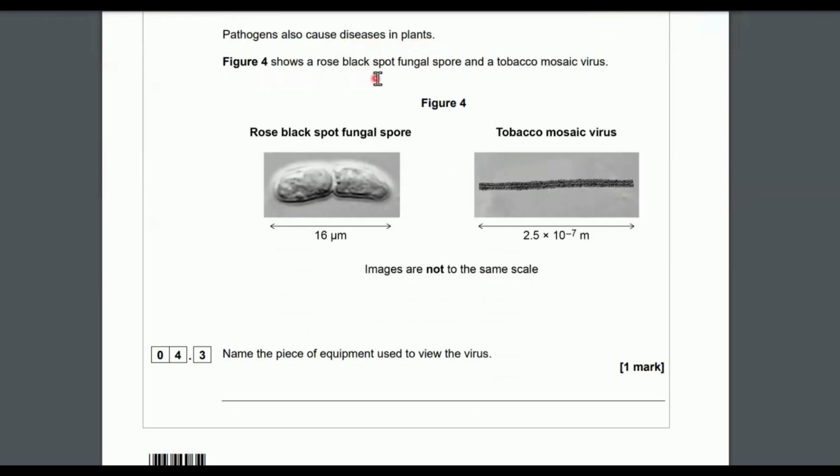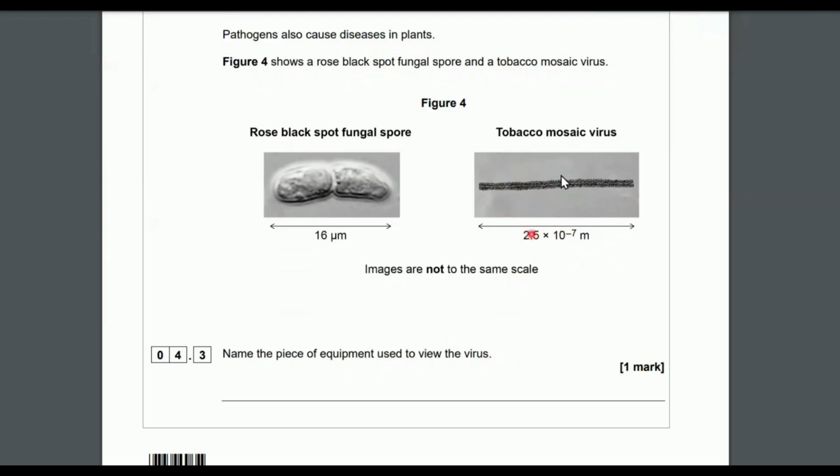Okay, pathogens also cause diseases in plants. Figure 4 shows a rose black spot fungal spore and a tobacco mosaic virus. There's the tobacco mosaic virus. Look how small it is, 2.5 times 10 to the minus 7. And the rose black fungal spore is 16 micrometers. Images are not to the same scale. Yeah, we don't need that.